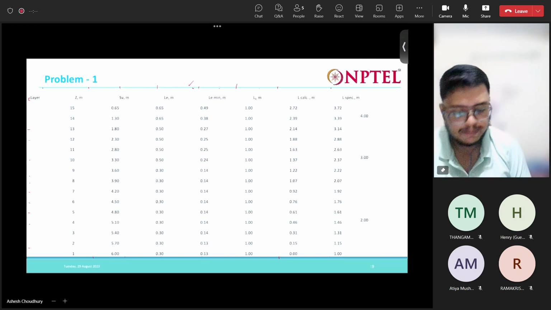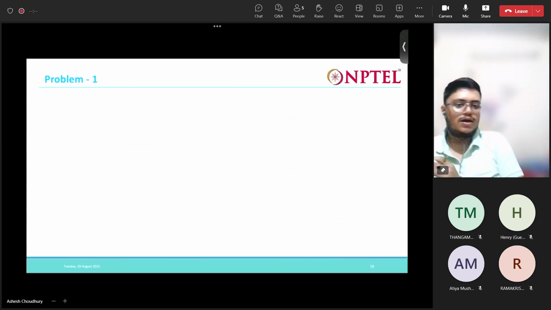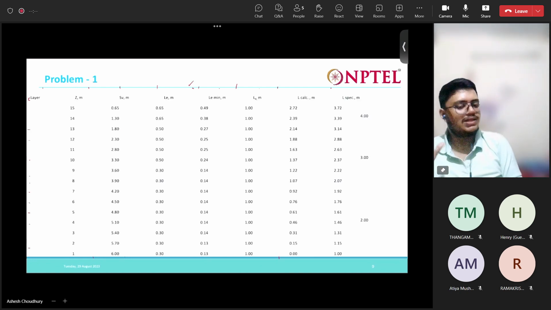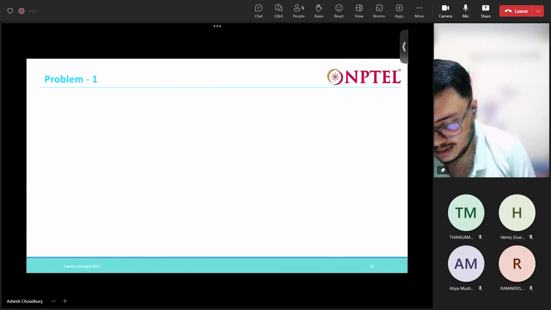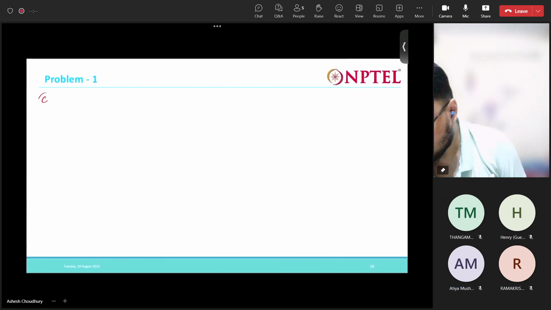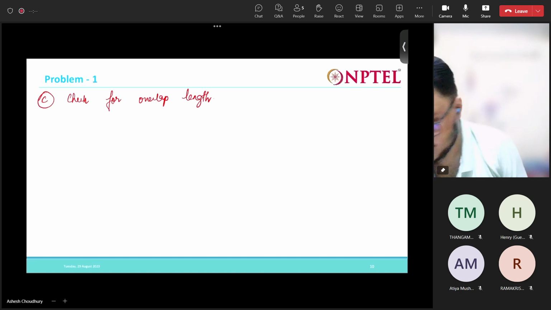In part A, we determined the spacing. In part B, we determined the embedment length. Now we are coming to part C. In part C we will be checking for the overlap length. Check for overlap length.